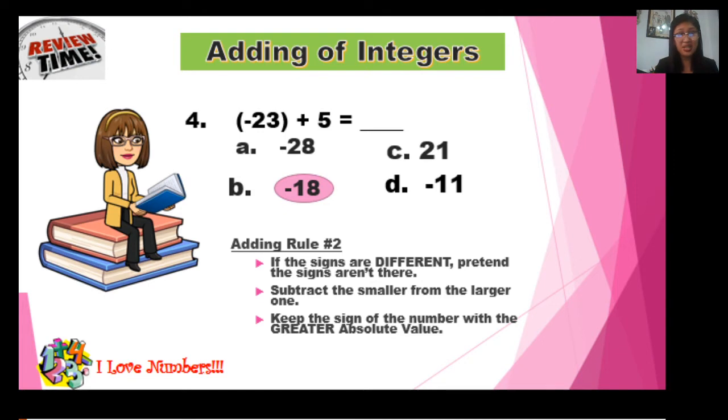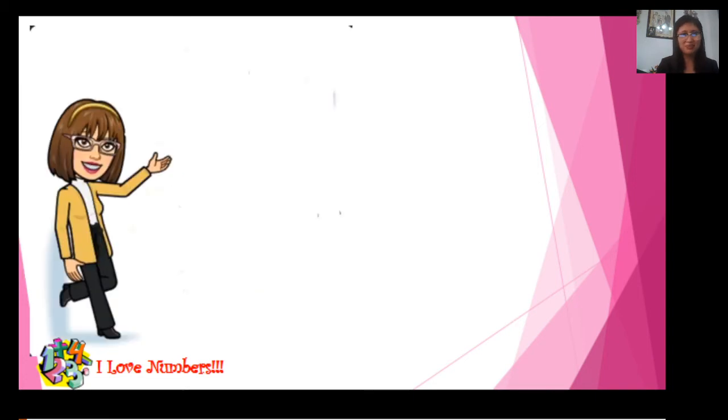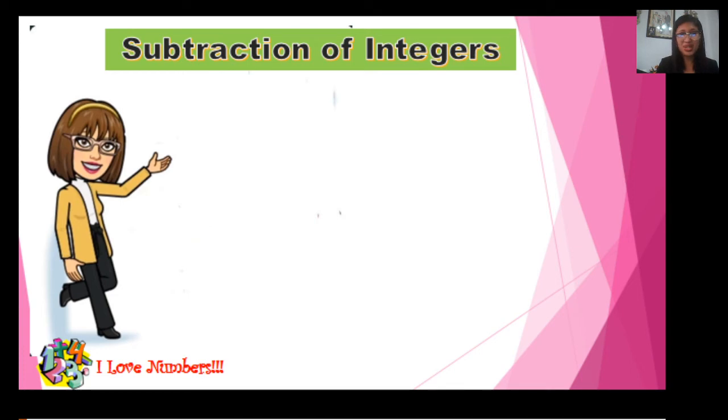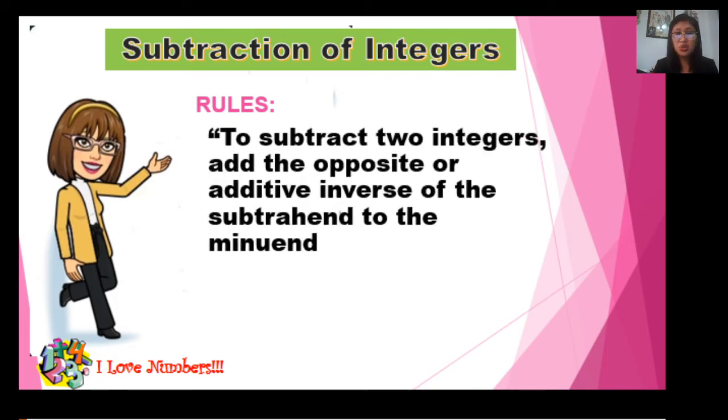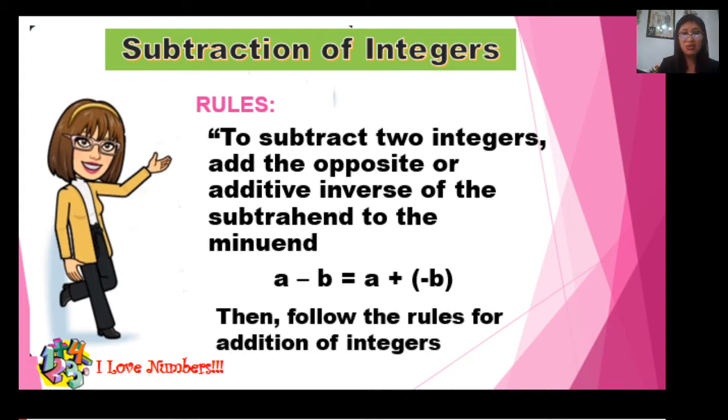Those rules in adding integers, we will be using it in our lesson for subtraction of integers. Okay, so here are the rules for subtraction of integers. To subtract two integers, add the opposite or additive inverse of the subtrahend to the minuend. That is, a minus b is equal to a plus negative b. Then, follow the rules for addition of integers.